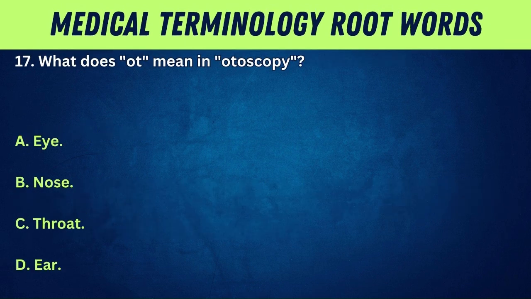17. What does OT mean in otoscopy? A. Eye. B. Nose. C.